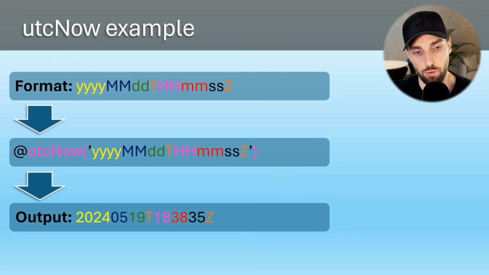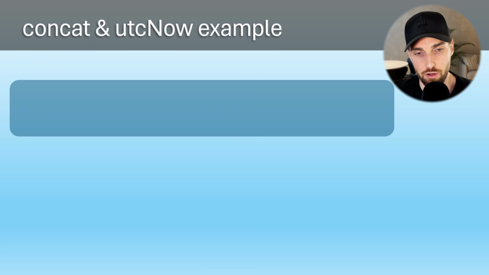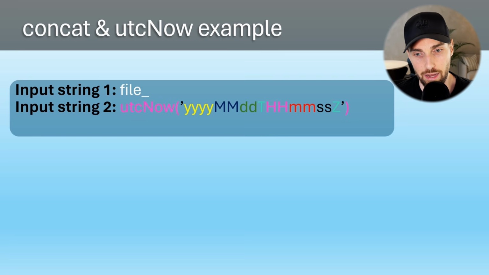And from my color coding you can see how these numbers map to the format that I used as an example here. Now let's do one more example where we combine these two functions together. We're going to use concat function as our main function, but with a little twist, since our first input string is going to be file underscore, but our second input string is not going to be a regular string, and we are going to use UTC now function with format as our second input parameter. Then our third parameter is going to be .txt.